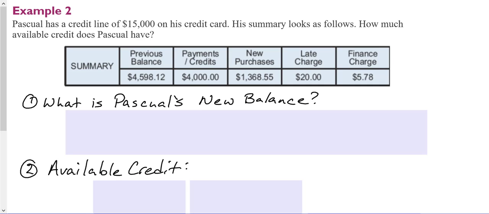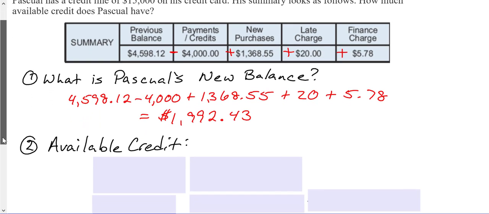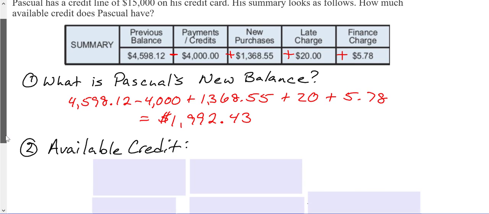So we want to take our previous balance minus our payments or credits plus our purchases plus our late charge plus our finance charge. And when we do all that with the numbers, we find that Pascal's new balance is $1,992.43.